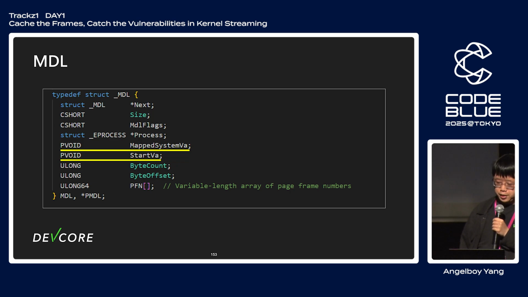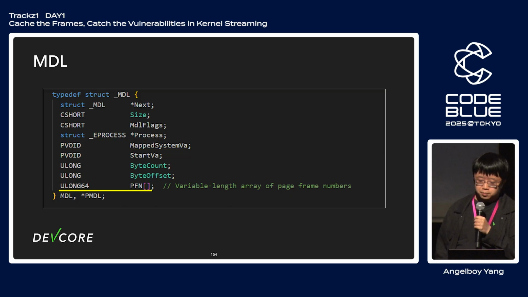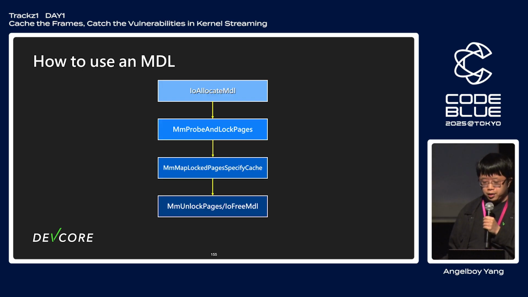The MDO structure is defined as shown here. Start VA usually points to the original user space buffer. System VA is pointing to the kernel-mapped virtual address. The PFN array at the end of the MDO contains the page frame numbers corresponding to the buffer. When the kernel needs to touch user memory, it often uses an MDO. Typically, the kernel invokes the API shown in this diagram. First one is IoAllocateMdl to allocate the MDO structure.